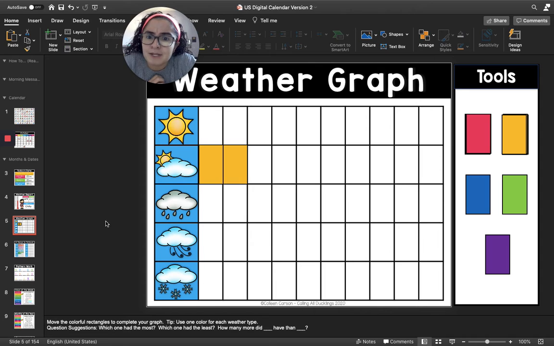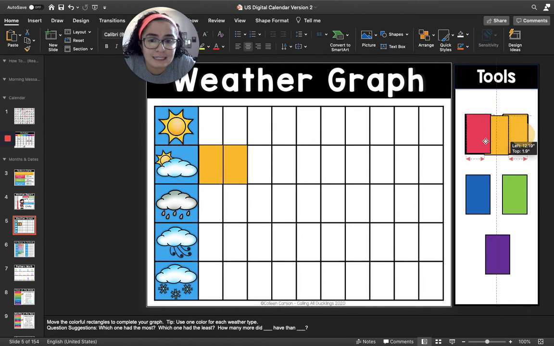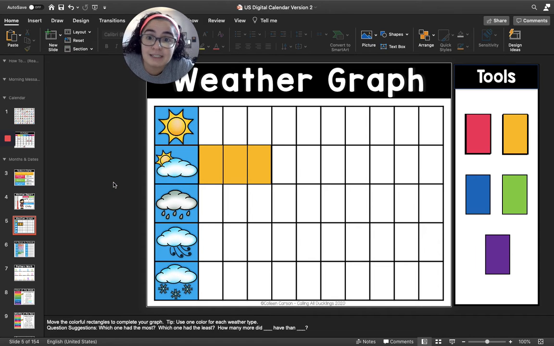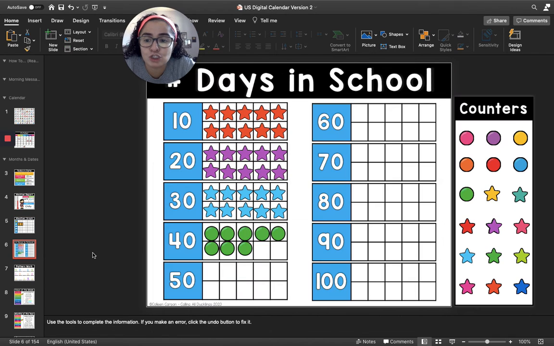Can you remind me, what's the weather going to be today? It's going to be cloudy today, so I'm going to put a yellow rectangle in the cloudy row. All right, let's count how many cloudy days we have had in October so far. All right, 1, 2, 3. We have had 3 cloudy days in October. All right, now let's move on to the number of days in school.